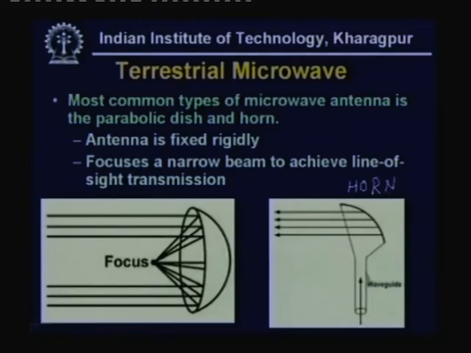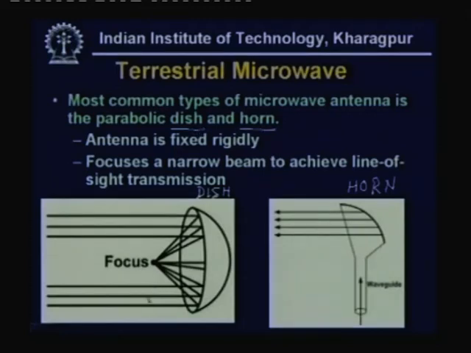Here the signal comes and gets reflected by this particular shape of the antenna, and all the rays go in a particular direction. So there are parallel beams going in a particular direction. From the transmitter it comes to the antenna, gets reflected in this way, then reaches another type of antenna, which is known as dish type of antenna. And this is the horn type of antenna.